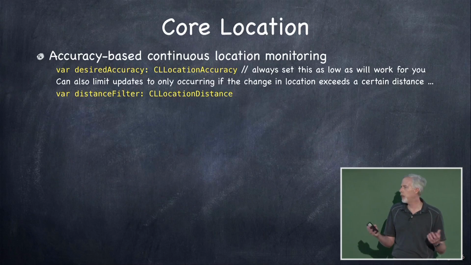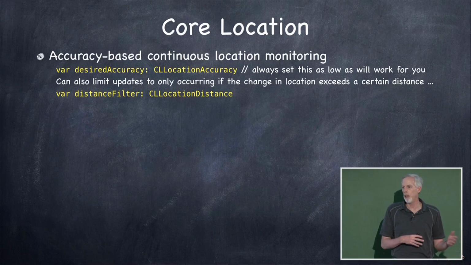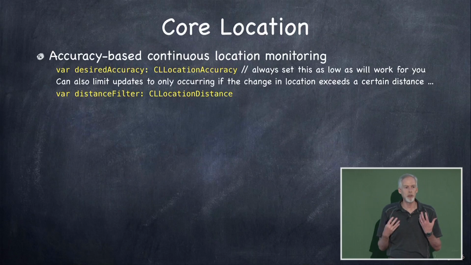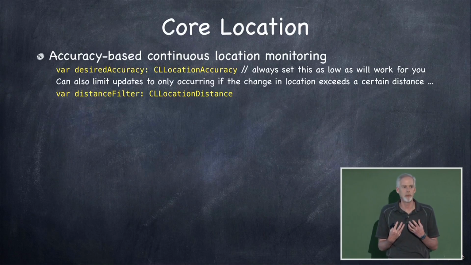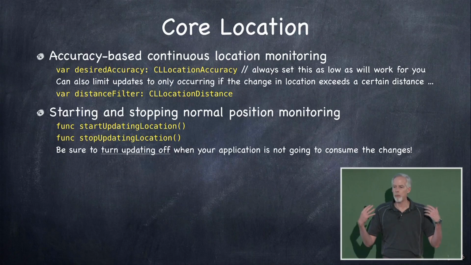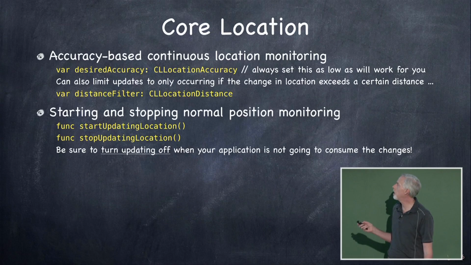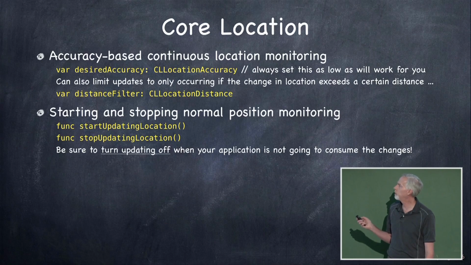So if you take 10 meters, the user's got to walk 10 meters down the way before another location will come. And those two things together will give the system a good idea of how hard it has to work to get the user's location. So you set those, and then you say start updating location. And as soon as you say start updating location, as long as you've set these, you're going to start getting locations appropriate to these settings up here.